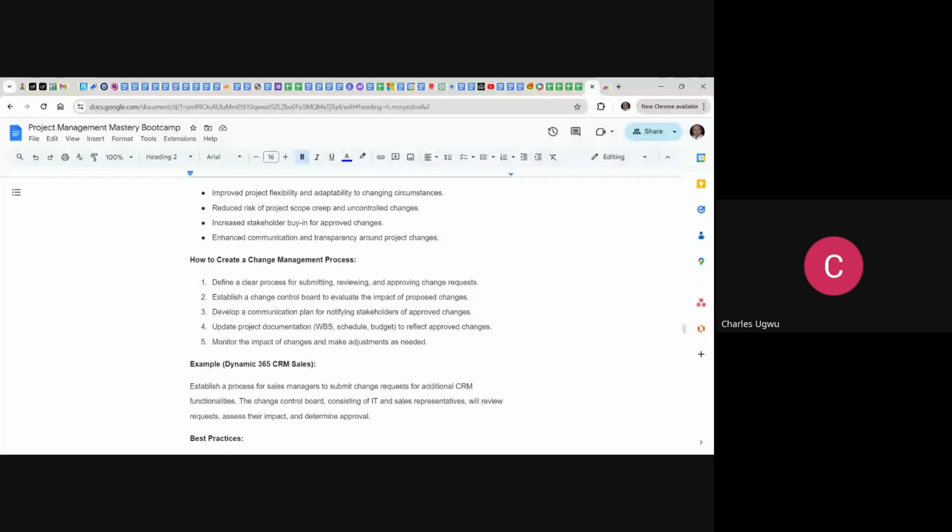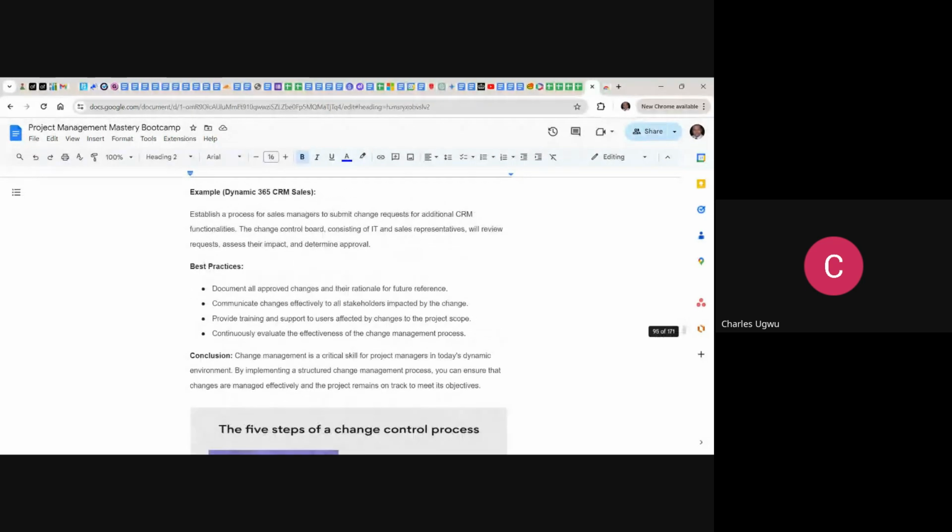How do we create this change management process? First, define a clear process for submitting, reviewing, and approving change requests. Establish a change control board to evaluate the impact of the proposed change. Develop a communication plan to notify stakeholders of approved changes. Update project documentation, which is the work breakdown structure, schedule, and budget, to reflect approved changes. Monitor the impact of changes and make adjustments as needed.